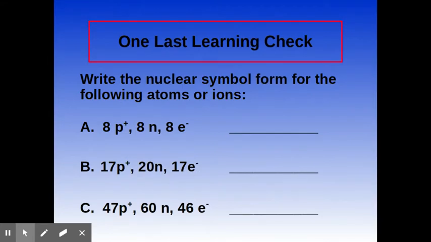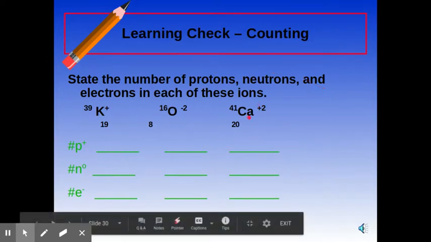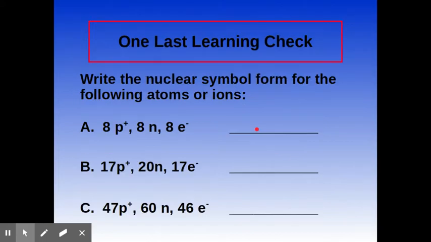All right, now for this one, you want to write the nuclear symbol. So you're trying to make these look like this. Now you need to figure out the symbol, the atomic number, the mass number, and the charge. So go ahead and give it a shot.